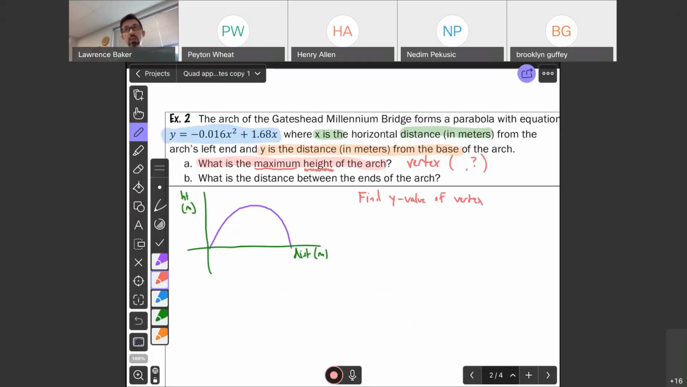So what are we actually being asked to do? Find the y value of vertex. How do we do that? We start by finding x. Okay? Zach, how do we find the x? What's our formula?